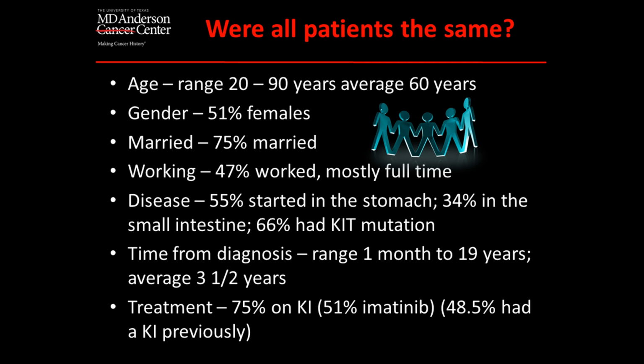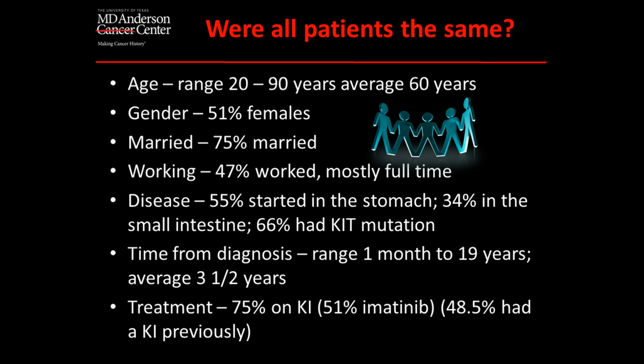And 66% of these patients did have a KIT mutation. The time from diagnosis of this group of patients ranged from 1 month, so some were really early in their disease and were just having symptoms from the disease itself. Of course, over the course of a year, they started treatment, and then they started to have treatment symptoms too, all the way to 19 years. So we had patients who'd had the disease for a long time. But the average was 3.5 years since diagnosis.